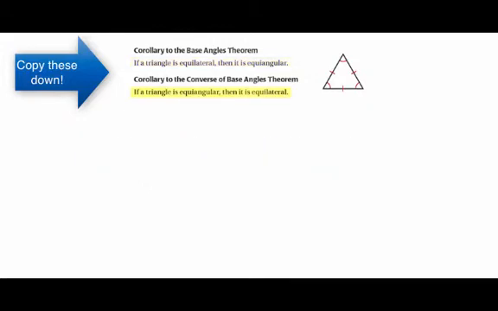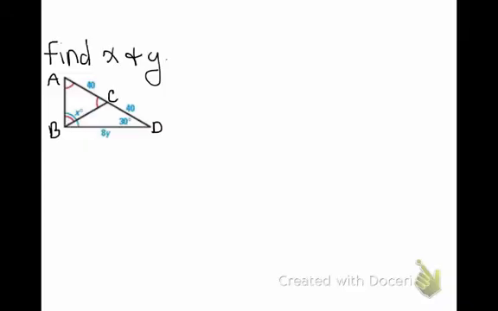Our corollary to the converse of the base angles theorem says that if a triangle is equiangular, then it is equilateral. So if we know that all of my angles are congruent, then that means I'm going to be left with all of my sides being congruent. Alright, so here's our last and third example, and we're going to use all of the theorems that we've learned today. So let's start off with first trying to understand what our question's asking.